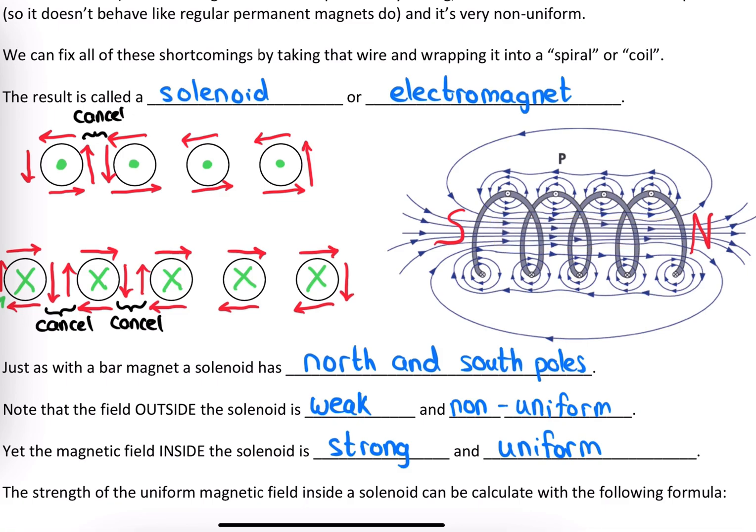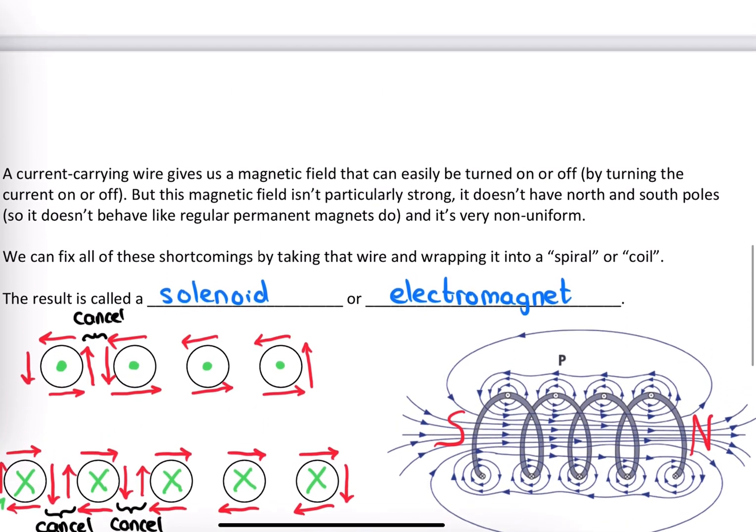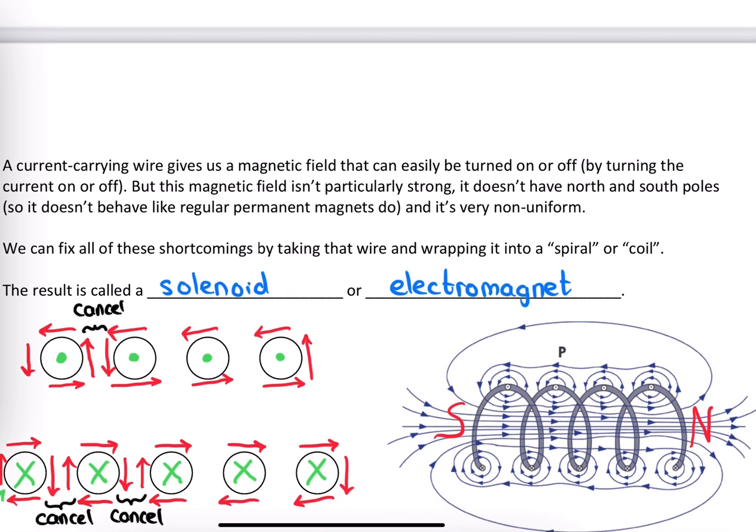So by constructing the solenoid, we've fixed some of the problems we had with just the plain wire by itself. The plain wire made a field that wasn't particularly strong. In a solenoid, it is. The plain wire didn't have north and south poles. The solenoid does. The plain wire gave a field that wasn't very uniform.